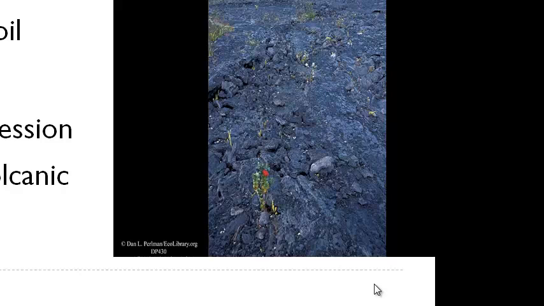So if we were looking at the very beginning, the start of an ecosystem, it occurs on a surface where no soil exists. So if we went out to the big island of Hawaii where there's an active volcano, primary succession would be the formation of land by volcanic eruption.